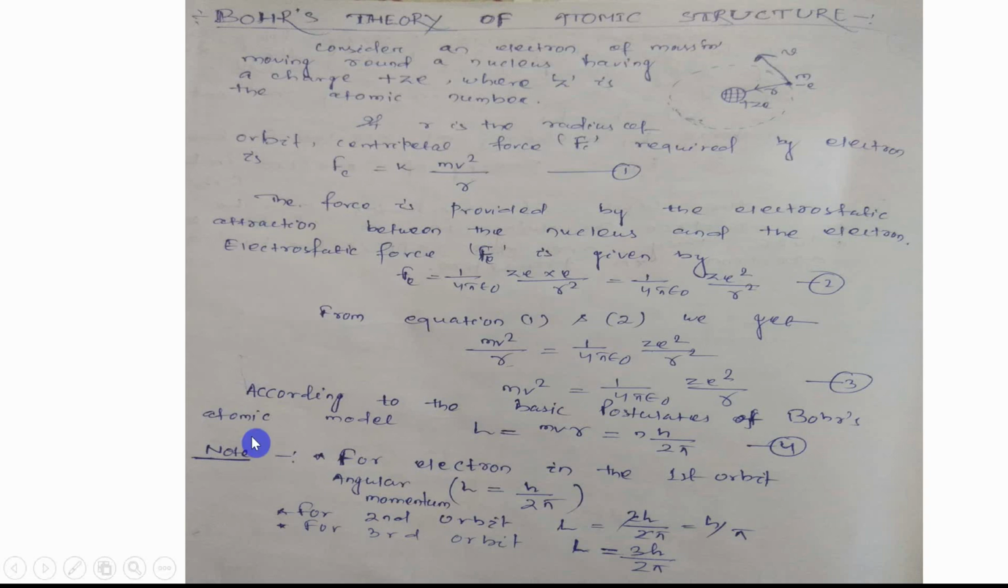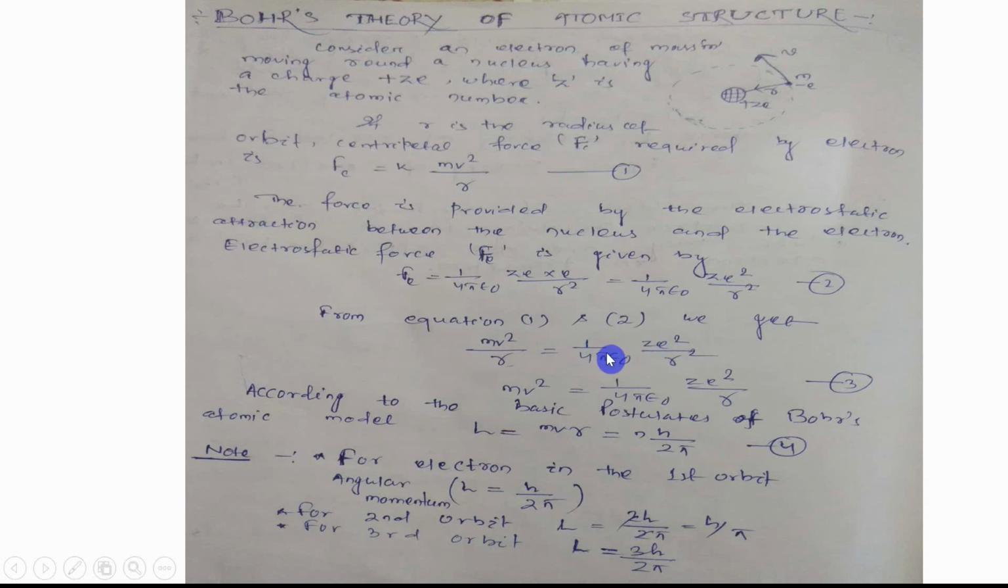But here, in case of q1 the charge is Ze, and in case of q2 the charge is e. So Ze into e divided by r square, that is 1 by 4 pi epsilon naught Ze square by r square. So F equal to 1 by 4 pi epsilon naught Ze square by r square. From these two equations, 1 and 2, we can get mv square by r equal to 1 by 4 pi epsilon naught Ze square by r square.